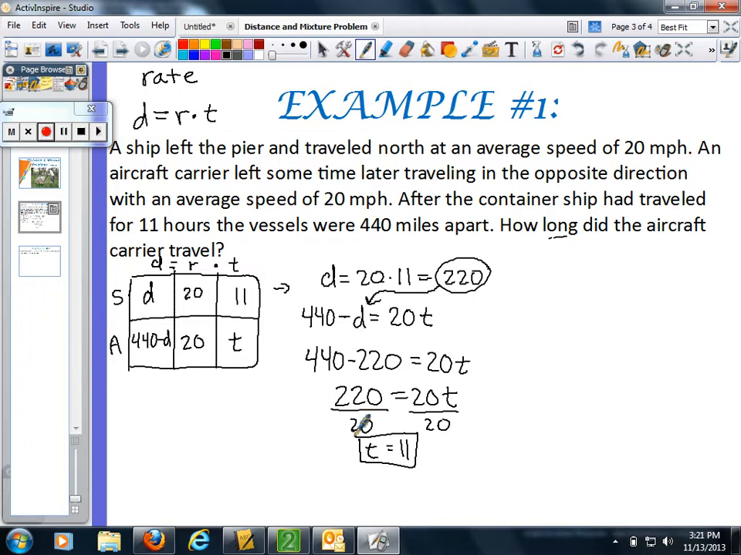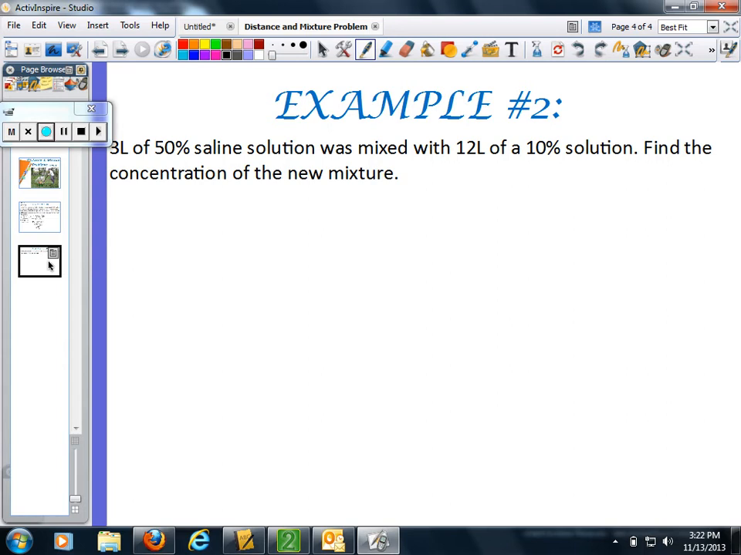Alright? I know the wording's a little confusing on this one just because it says it left sometime later, and this is telling us that it left at the same time. But I think there must have actually been a mistake in the wording on this problem. So the next one and the last one we're going to get to is what we call a mixture problem.